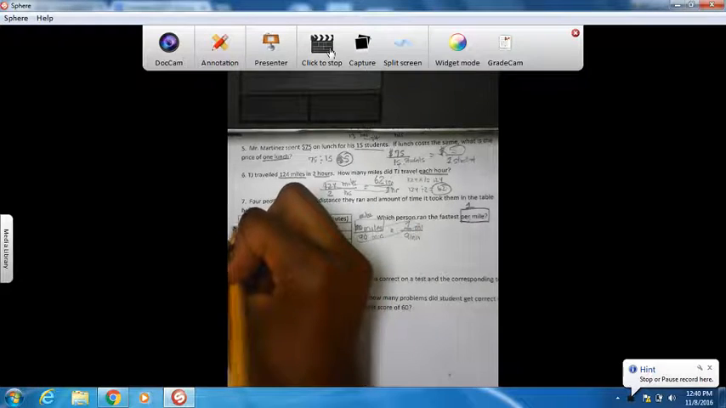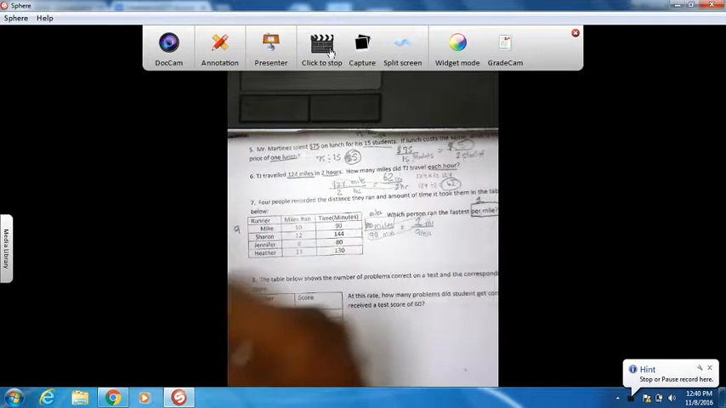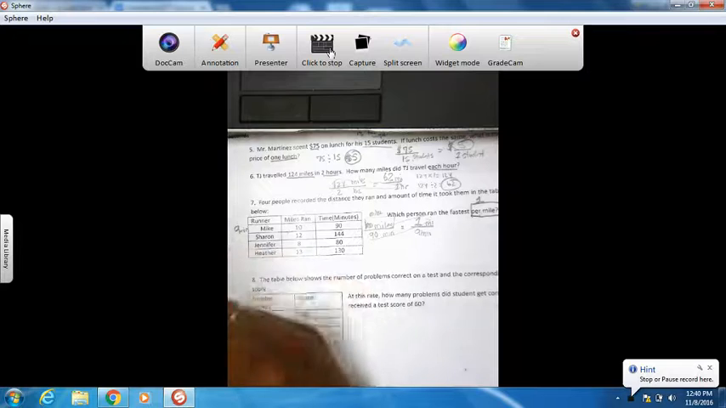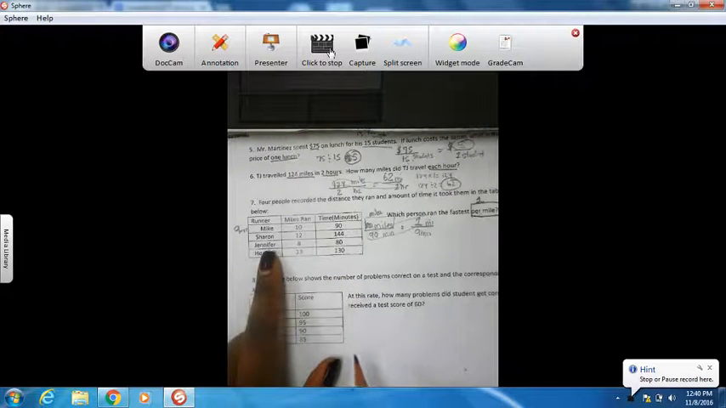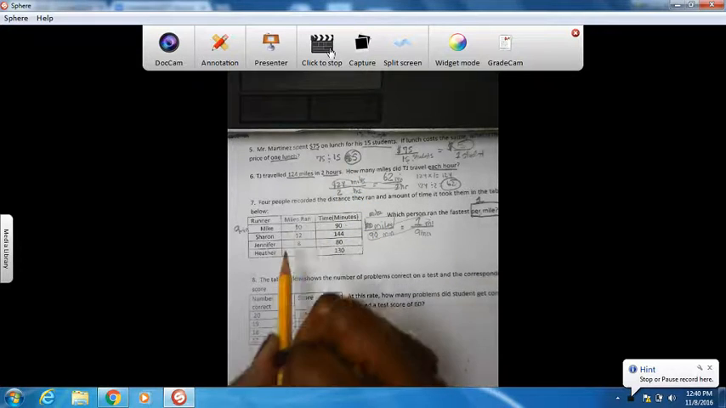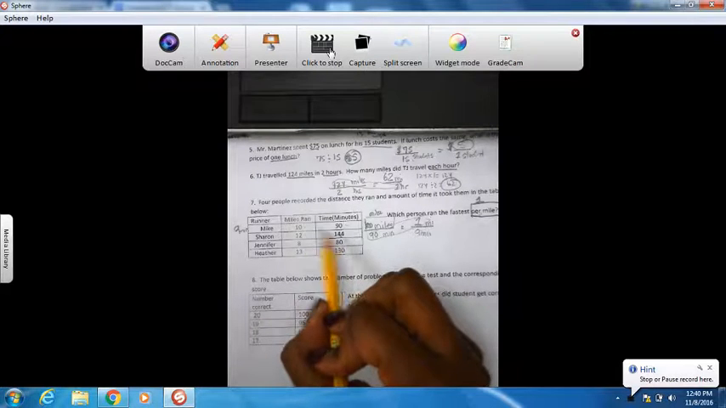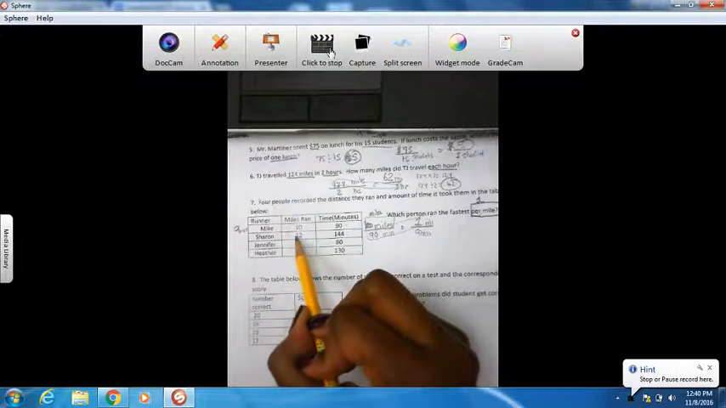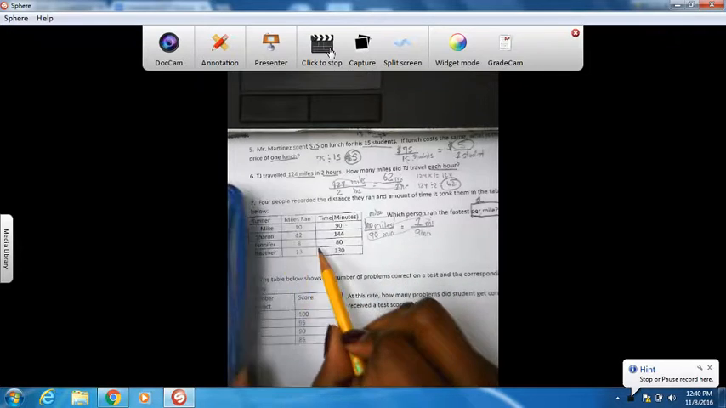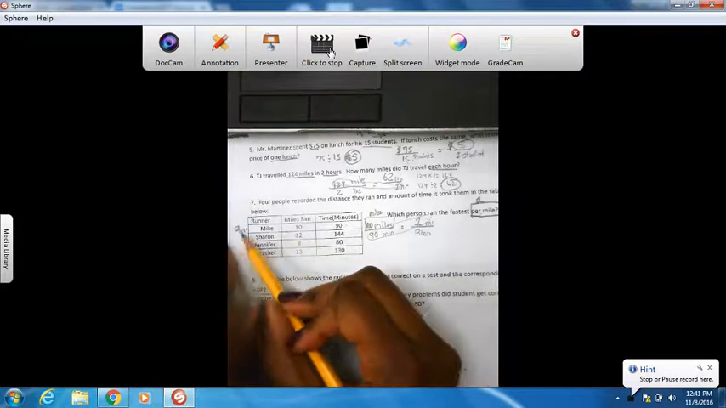So I'm going to write 9 minutes. Another thing we can do is to just simply divide. If you want to know how long it takes to run 1 mile, if you do the time divided by the amount of miles they ran, it's going to give you the unit rate. So if we would have done 90 divided by 10, that would have left us with 9.